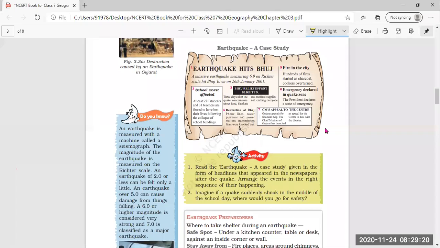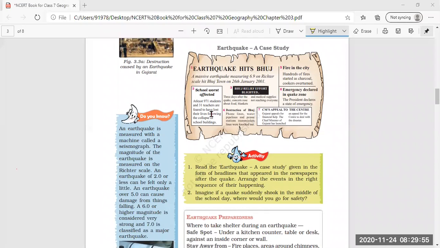Earthquake hits Bhuj. This is an extract from the newspaper. Bhuj is the area where a massive earthquake measuring 6.9 on the Richter scale hit Bhuj town on 26th January 2001. This was the greatest earthquake, where a lot of destruction was made. Schools were worst affected.